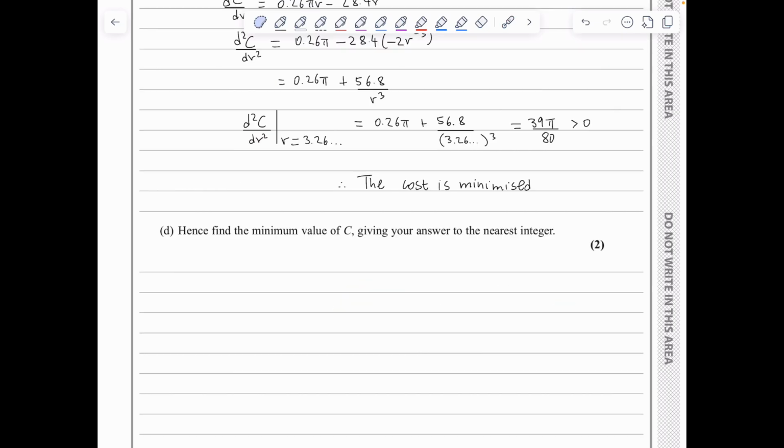In part D, we are asked to hence find the minimum value of C, giving our answer to the nearest integer. So in other words, I need to take the value of r being 3.26... and substitute it into the expression for C, the cost. So this is 0.13 pi times the 3.26... squared plus 28.4 over the 3.26... Now if you plug this on the calculator, you get an answer for C of 13.052... which correct to the nearest integer is 13.